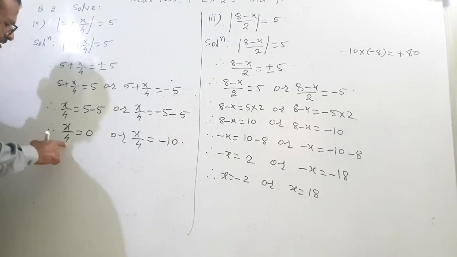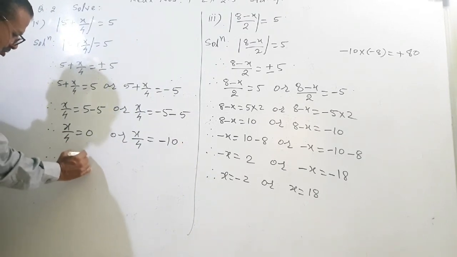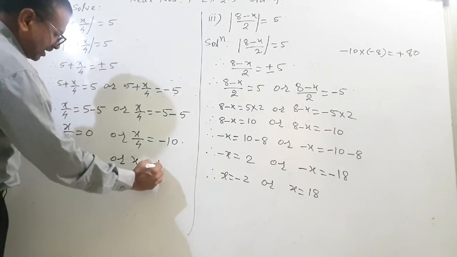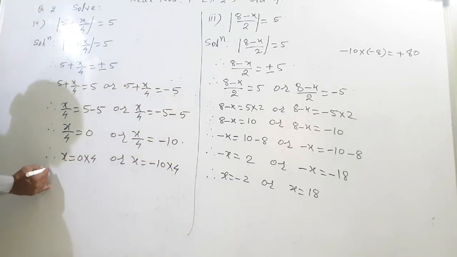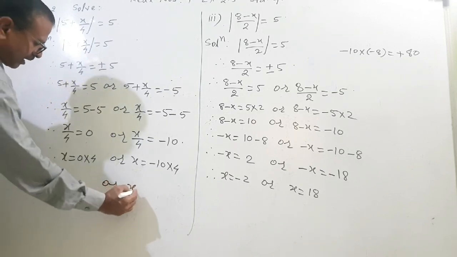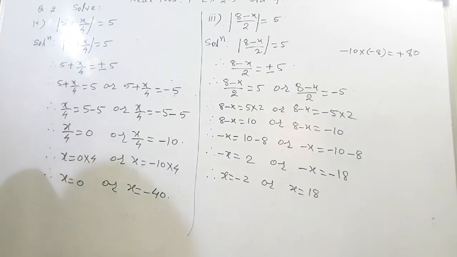Therefore, now this is upon, it will become into. So x is equal to 0 into 4, or x is equal to minus 10 into 4. Because this is upon, on that side it will become into. Therefore, x is equal to 0, or x is equal to minus 40. So this is the answer.